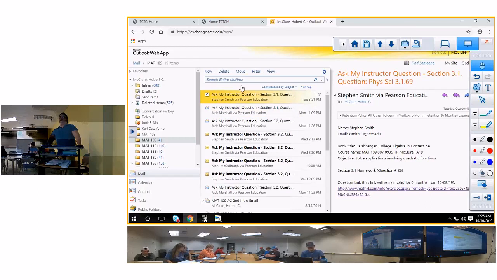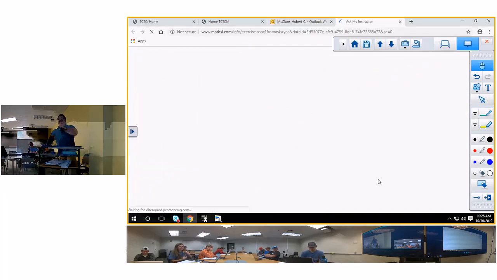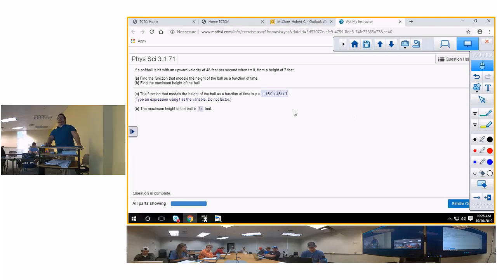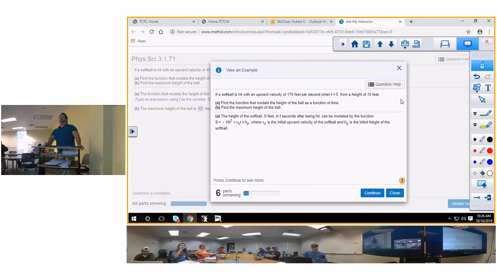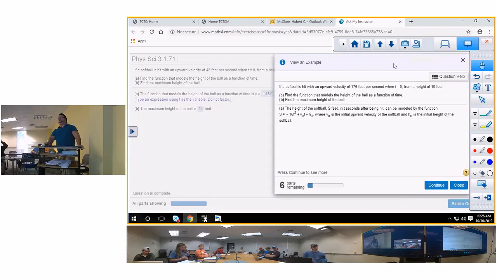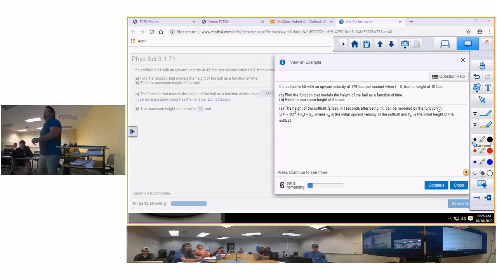Only math teacher. All right, this is 27. All right, here's another one. A softball is hit with an upward velocity of 48 feet per second when t is equal. Okay, here's another one where they don't give you the formula, so I'll go ahead and give you the formula. I think we went over one like this the other day. Negative 16t squared plus the initial velocity t plus the initial height. Okay, so I'm going to just write that down for you, and then y'all should be able to plug and chug.